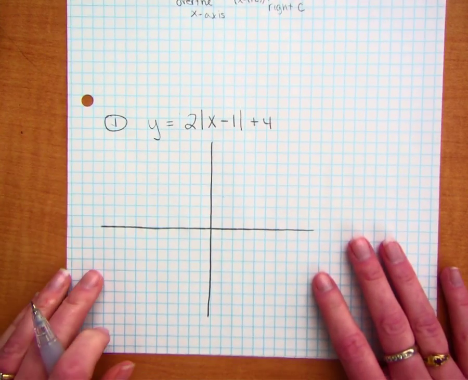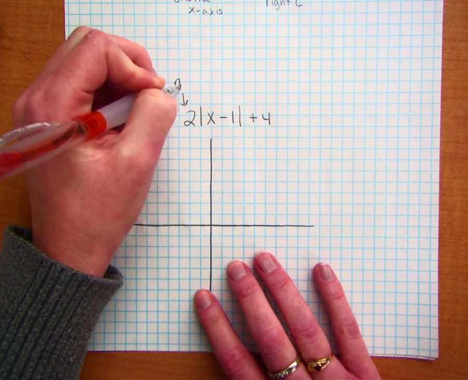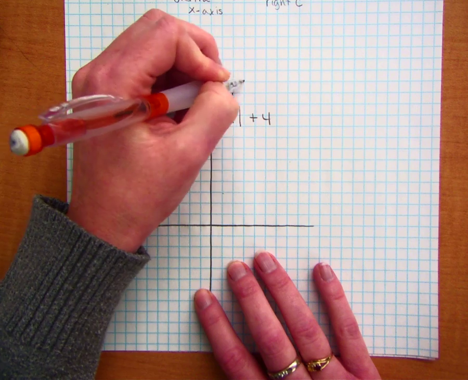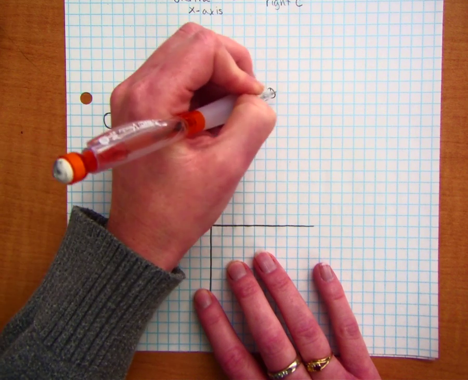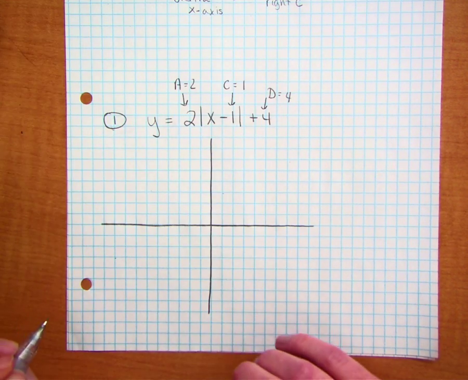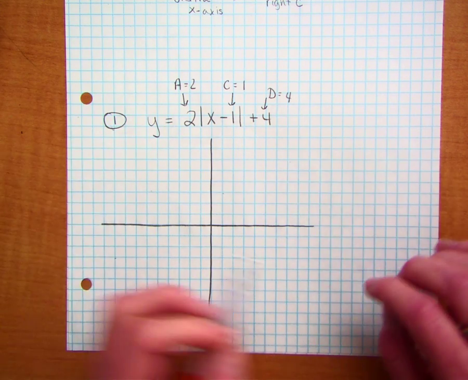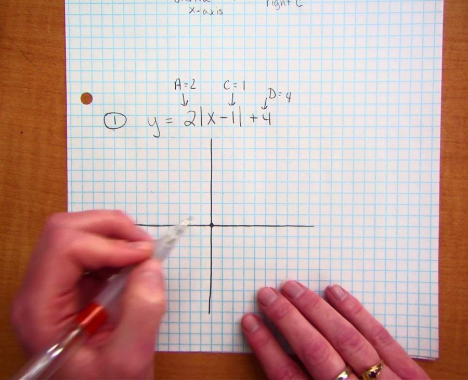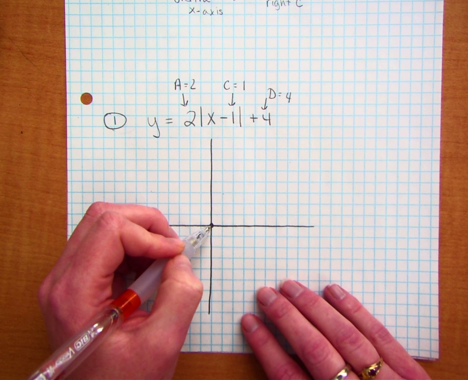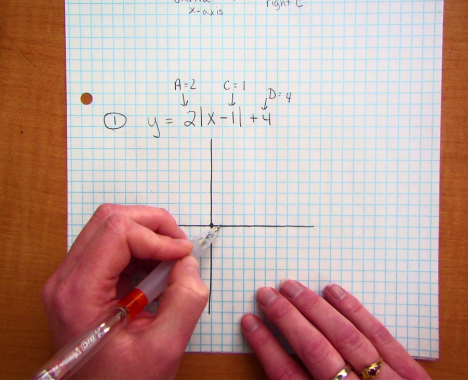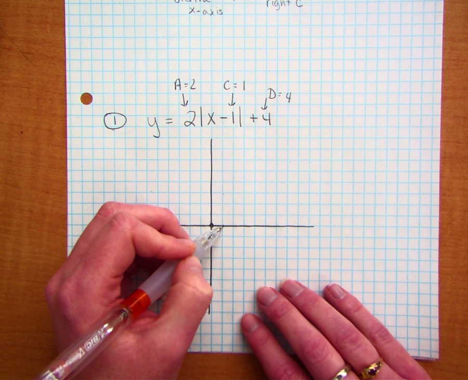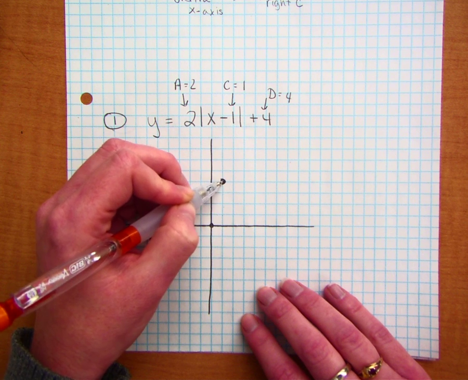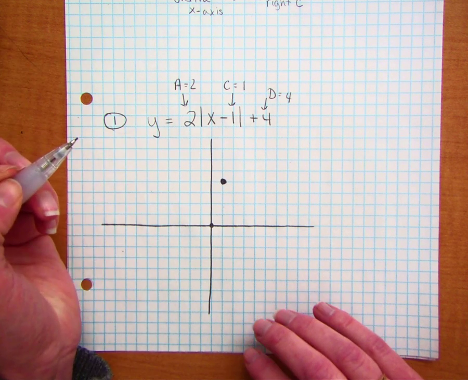So let's see how we can apply this to actually graphing an example. So here's an example. We have a equals 2. The c value is 1. And the d value is 4. So we always want to think about our transformation side to side. A normal graph starts at 0, 0. That's the parent function. So we're going to go, c is horizontal. Since it's 1 unit positive, it's going to go right 1. And then d is vertical, so up 4. So that is our new vertex, our starting point of our absolute value function.